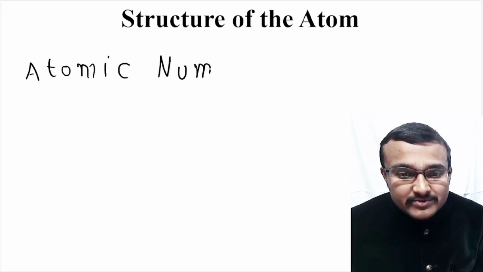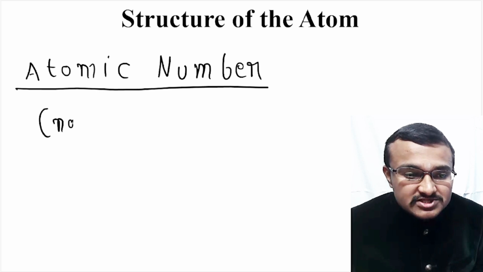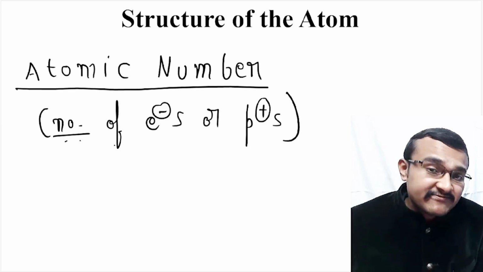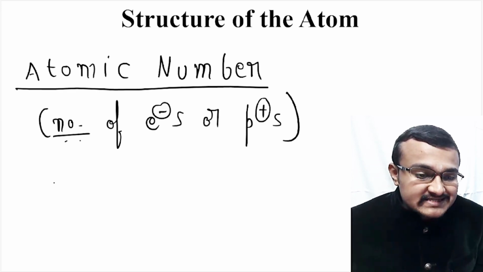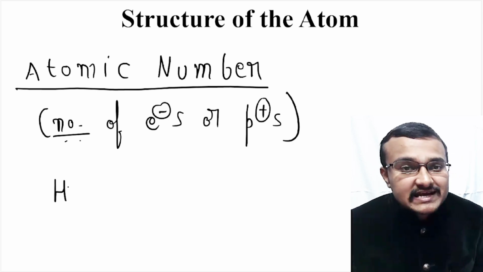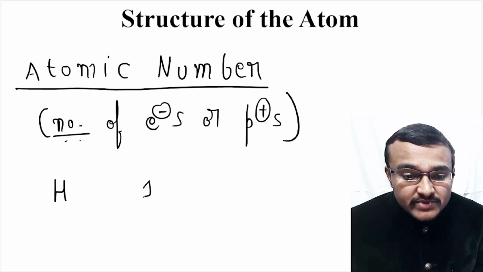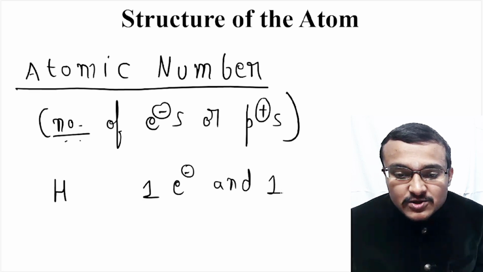So what do you mean by atomic number? Atomic number is the number of electrons or number of protons. So how many electrons or protons there are defines the atomic number of that particular element. For example, if you consider hydrogen as your element, then one atom of hydrogen will contain one electron and it also contains one proton.